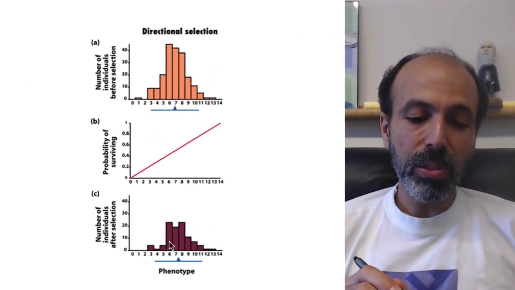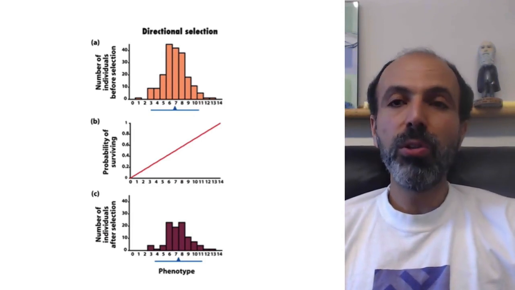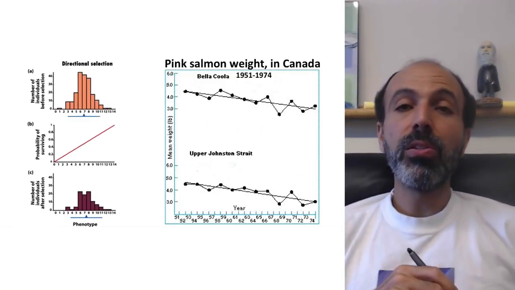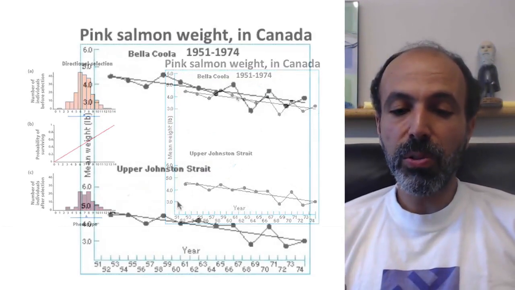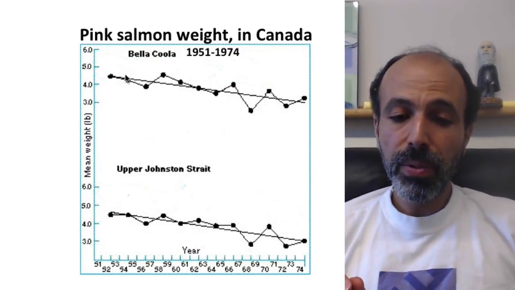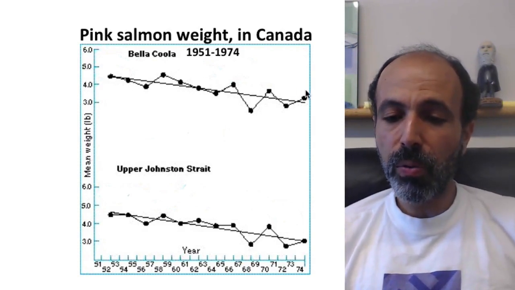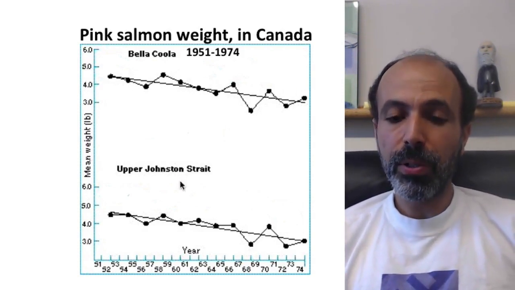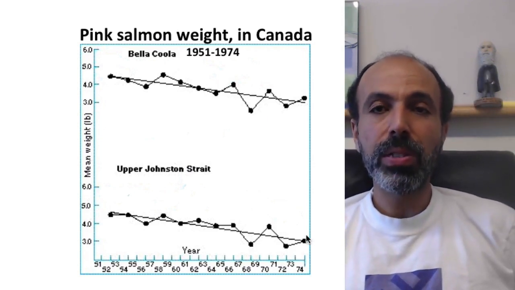In this case, what you see is the shift from a mean of just below 7 to a mean of just above 7 in this fictional example. Well, let me show you a real example. This shows change over time in pink salmon weight in Canada. So this is from 2 different places where pink salmon were caught several times. We see here that average weight in 1951, 1952 was a little bit over 4 pounds, and we see over time smaller and smaller salmon are caught. Same thing with the Upper Johnston trait. Over time, smaller and smaller salmon are caught.